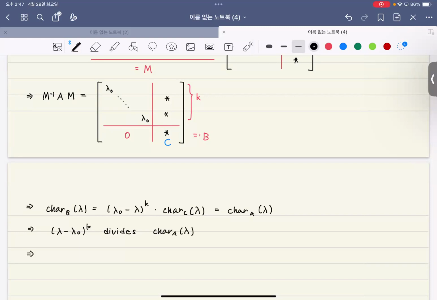So what do you know from here? K is less than or equal to the algebraic multiplicity of lambda 0. Okay. Great.